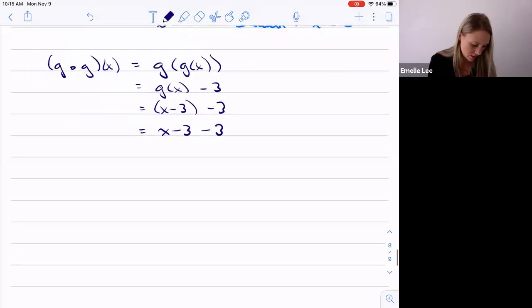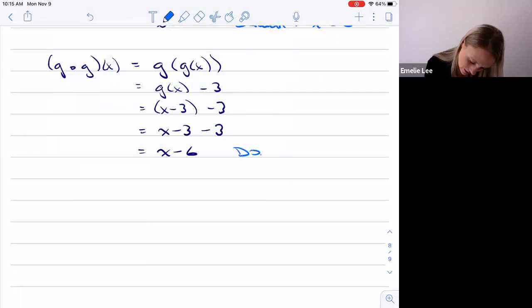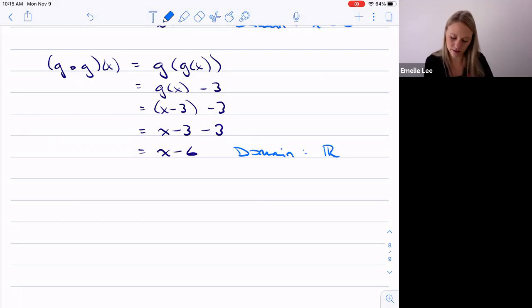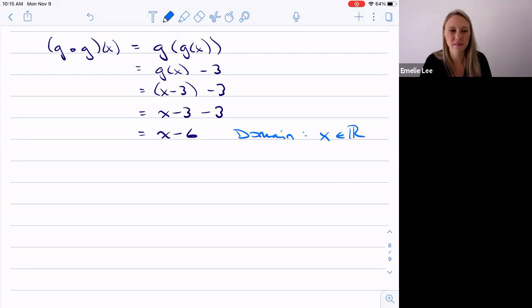Which puts me at x minus 6, which has a domain of, I'm allowed to pick any value of x and plug it in here. And so the domain here is x can be any real number. I'll just say R, or what I should be saying is x is in the set of real numbers. That's more proper.